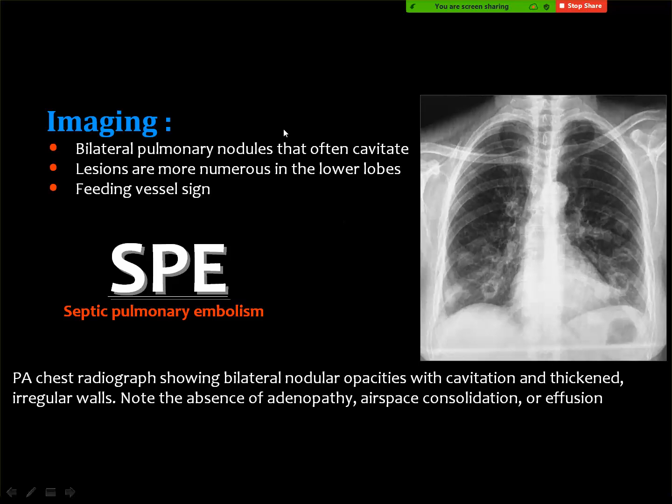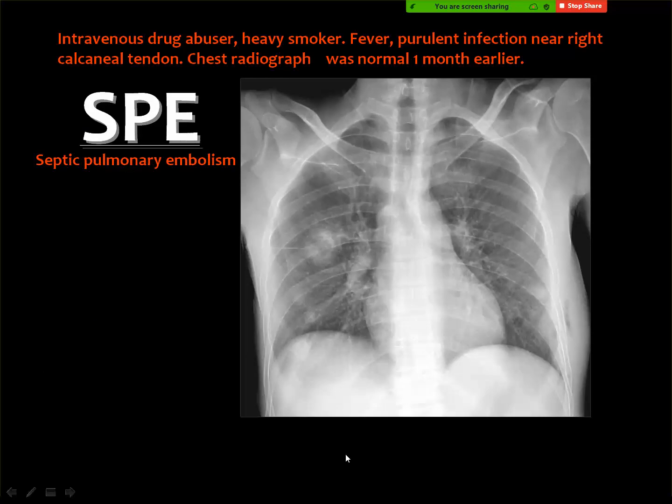Then septic emboli should be included in the differential diagnosis of cavitating pulmonary nodules. Other diagnostic possibilities include cavitating metastases, Wegener granulomatosis, and rheumatoid nodules. Also, the septic emboli.